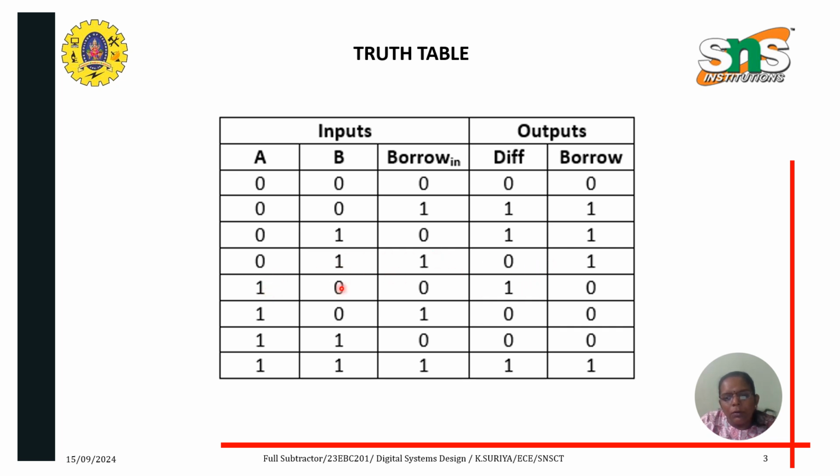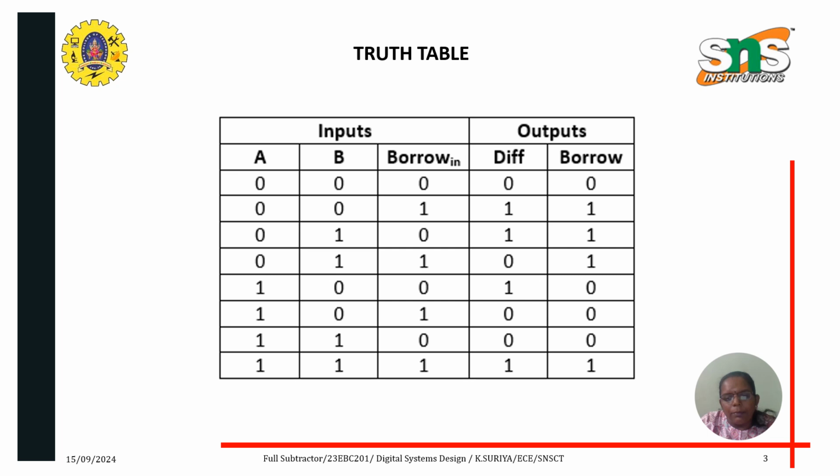1 minus 0 is 1 and again 1 minus 0 is 1. So difference is 1 and you don't have a borrow here, so which is 0. 1 minus 0 is 1 and 1 minus 1 is 0. So you have both difference and borrow as 0. 1 minus 1 is 0 and 0 minus 0 is again 0. So both difference and borrow is 0. 1 minus 1 is 0 and 0 minus 1, again you have to borrow a 1. So you have a difference 1 and borrow 1 here.